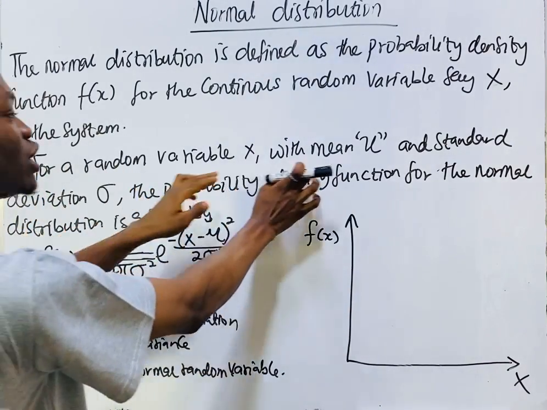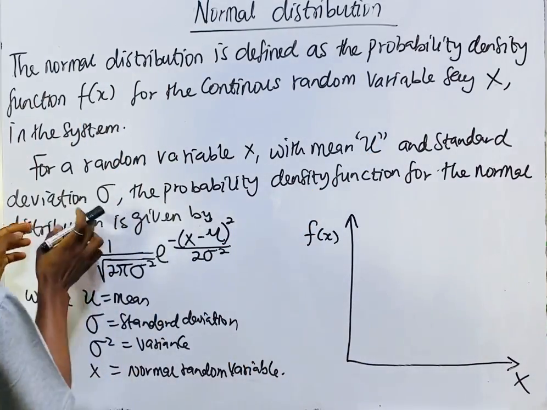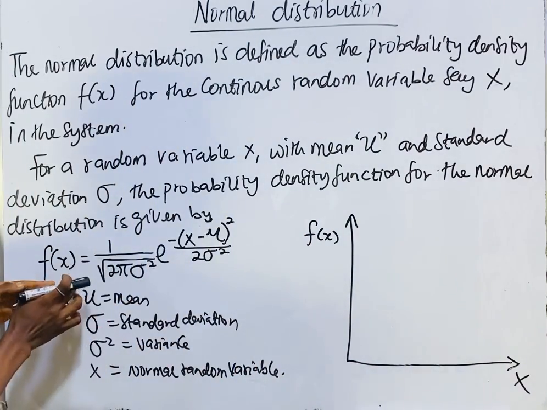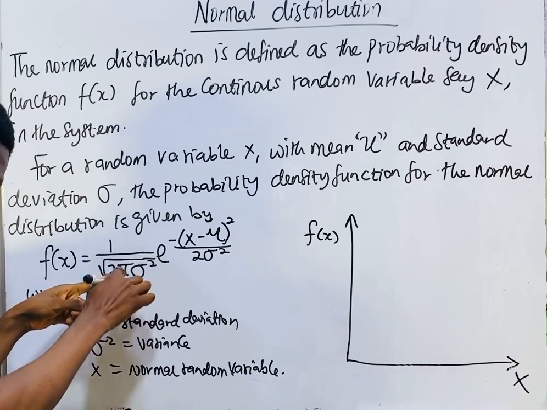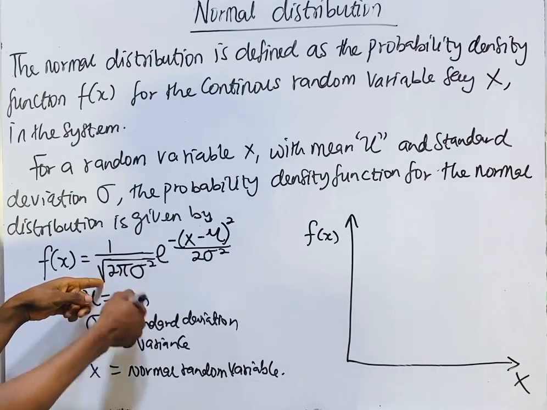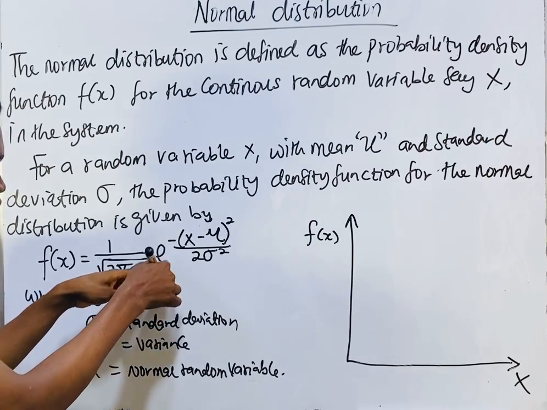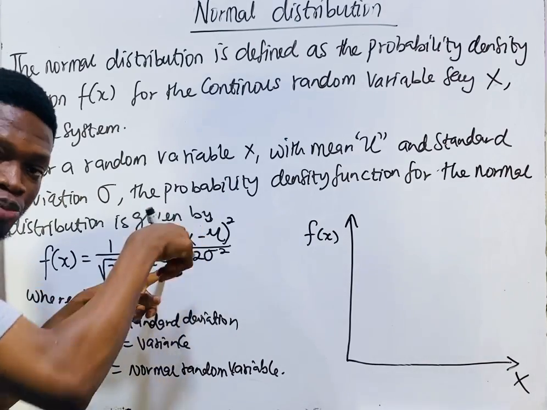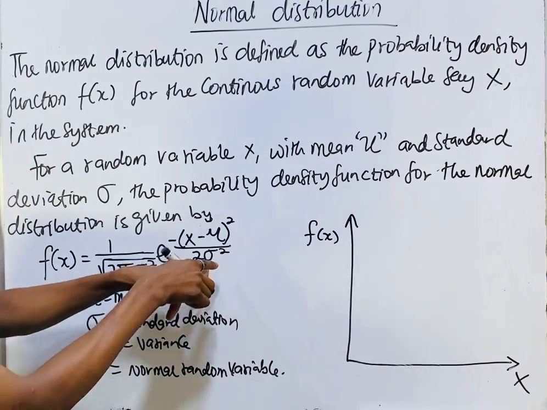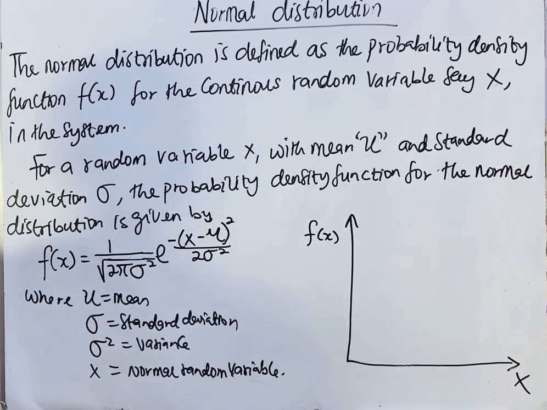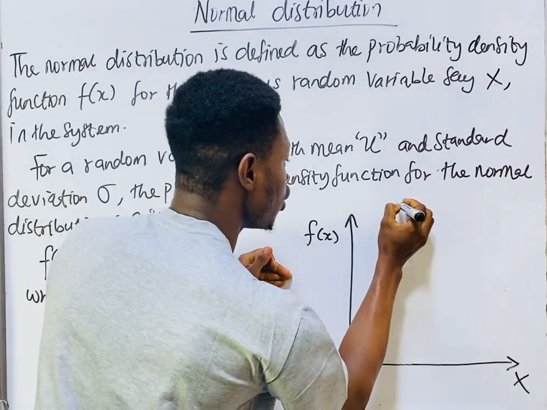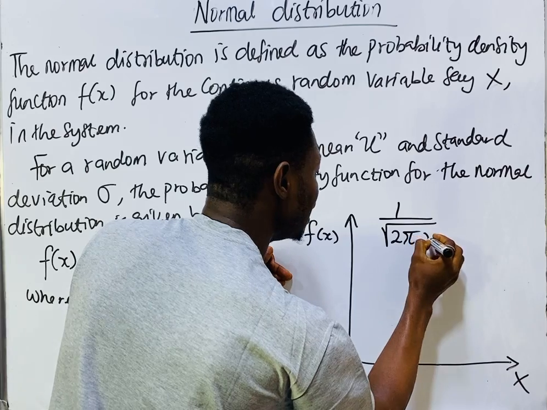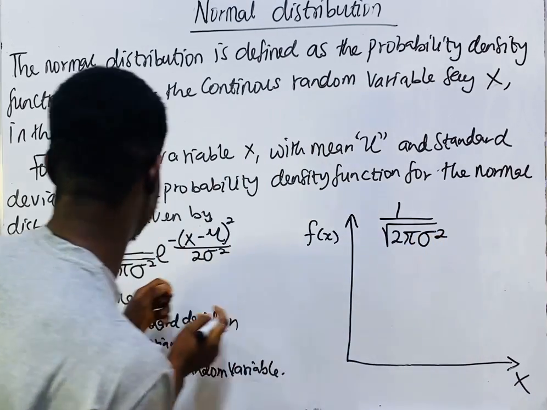So for a random variable X with mean mu and standard deviation sigma, the probability density function for the normal distribution is given by: f of x is 1 all over the square root of 2 pi sigma squared, times exponential of minus x minus mu, that's the random variable minus the mean, squared, all over 2 times the variance. Let me take it again: 1 all over the square root of 2 pi times the standard deviation squared.